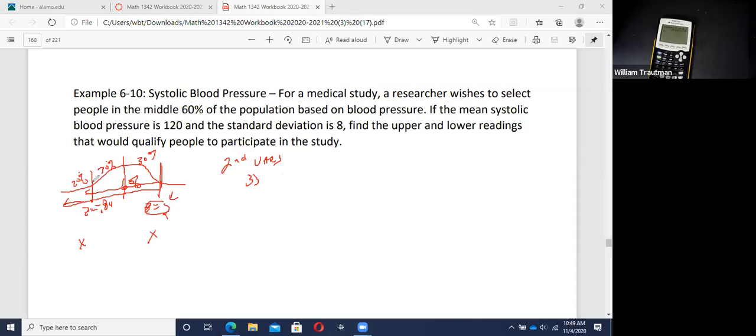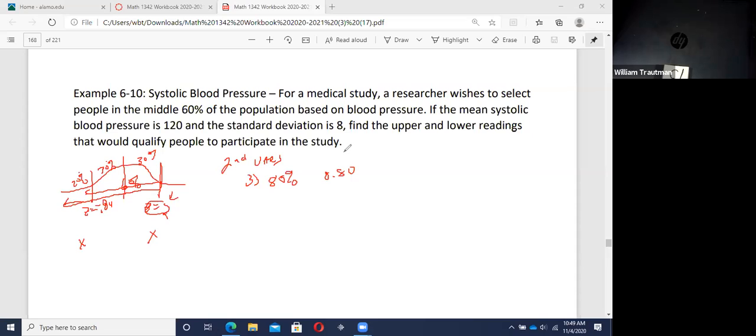Do you see 60 in the middle and 20 more? So we would use 80% or 0.80. And yes, the answer is, if you put that in your calculator, second vars number 3 and type in 0.80. If you look, you get 0.84.